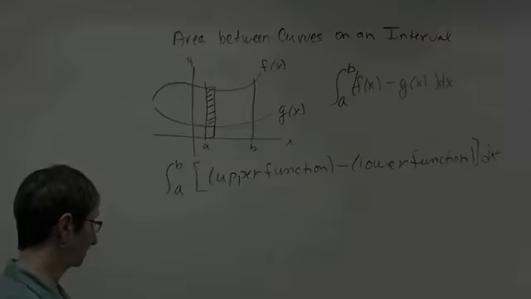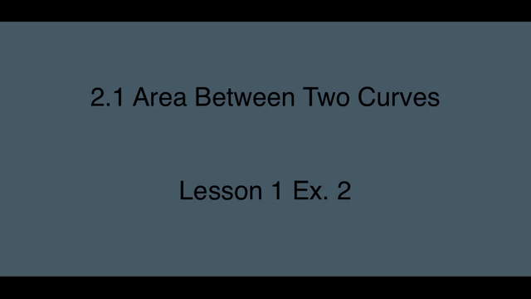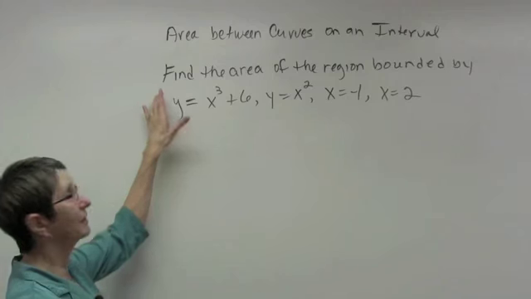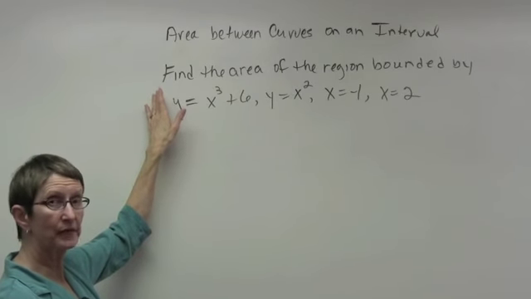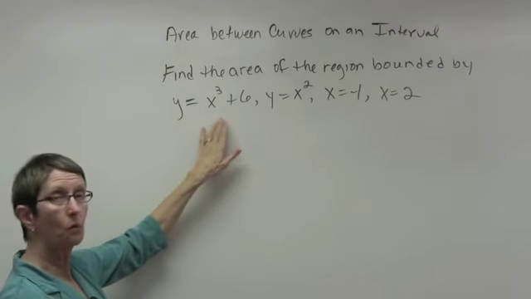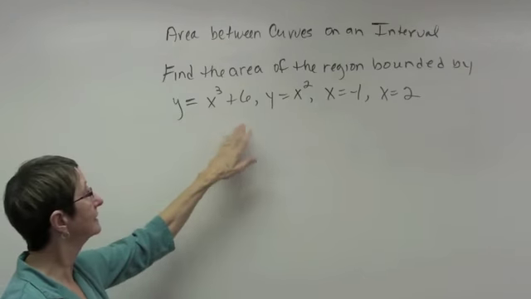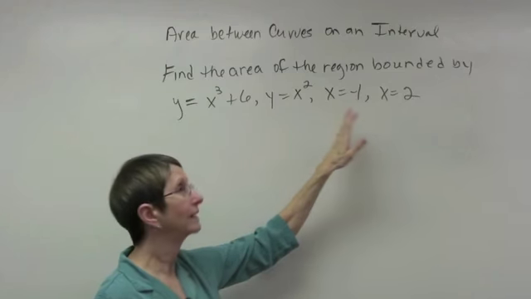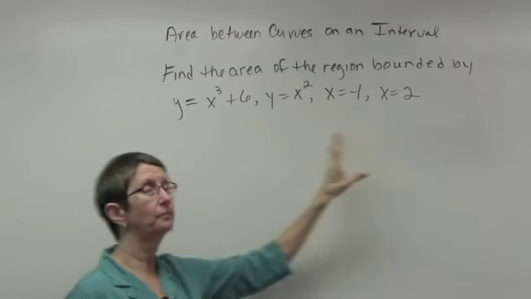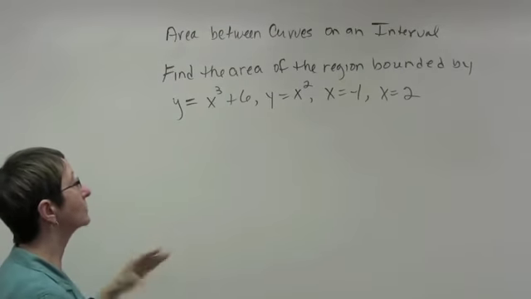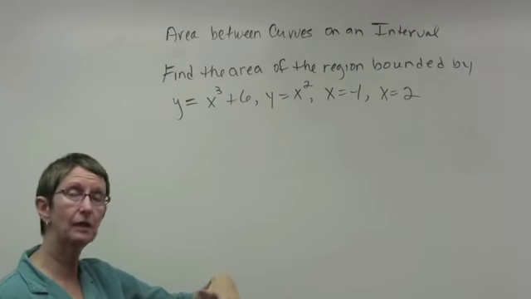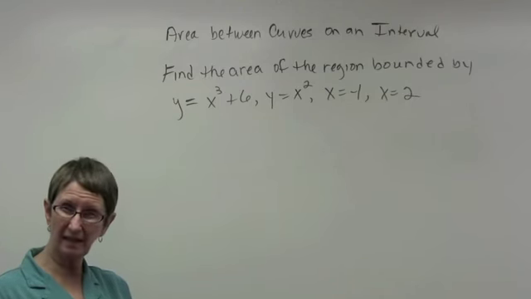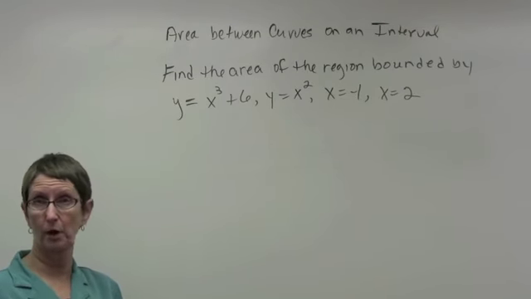Let's look at an example. So we want to find the area of the region bounded by y equals x cubed plus 6, y equals x squared, x equals -1, and x equals 2. Because we have to do upper function minus lower function, we need to know which function's on top. So you have to think about a data table or a graph or both.